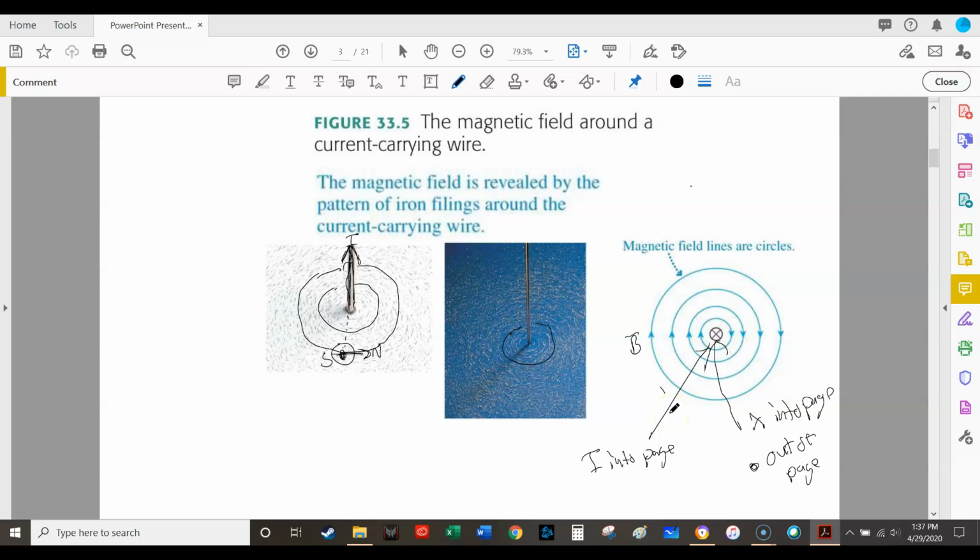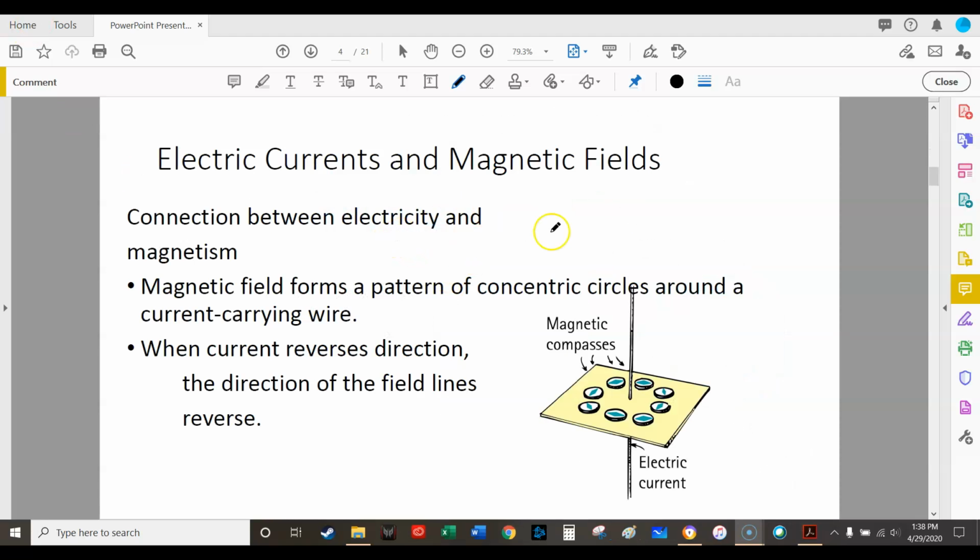Pretty cool. So we could create a relationship of the direction of the magnetic field to the direction of the current. Now that we know the magnetic field is pointed in a circular pattern around a current carrying wire, this is actually a really cool connection between electricity and magnetism, right? A magnetic field will form a pattern which is circular around this. And if you place little compasses around this current carrying wire, it's going to tell you the direction of the magnetic field.